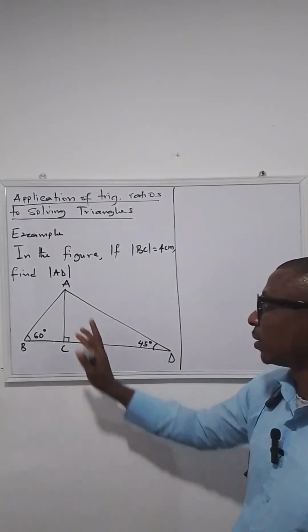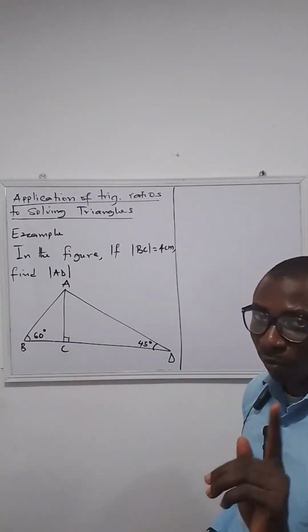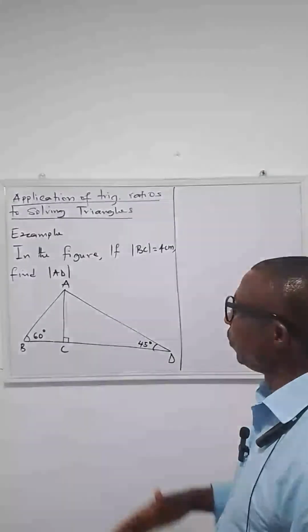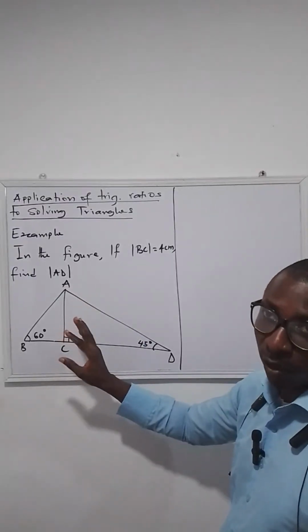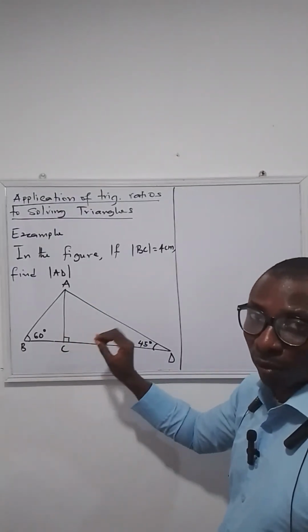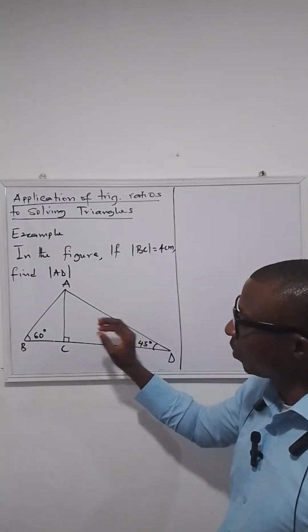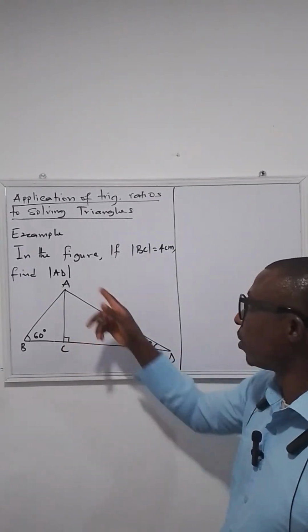Now let us look at triangle ABC. Don't forget what I said last time in class, and I'm still going to stress this. If you want to get any side of a triangle, you must consider the triangle in which one of the sides is given. One of the sides must be given for you to be able to do something there. Now, look at the question.